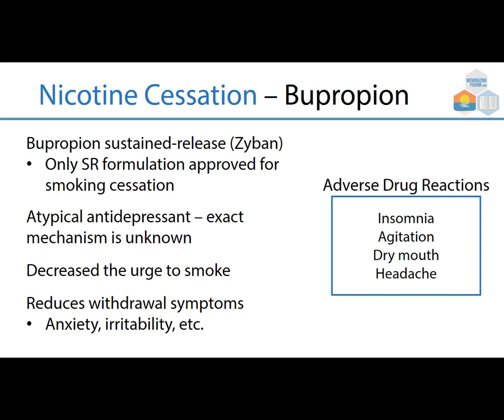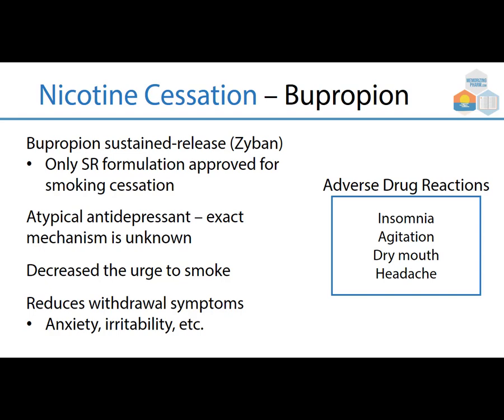Bupropion sustained release, brand Zyban, it's the only SR formulation approved for smoking cessation. It's again an atypical antidepressant. We're not exactly sure how it works, so it doesn't fit neatly into SSRI or SNRI and things like that. It decreased the urge to smoke as these patients were taking the medication, and it reduces withdrawal symptoms, so the anxiety, the irritability, all of those things that people have as they try to stop smoking. Adverse drug reactions that can come along with it, you can have some insomnia, seems counterintuitive, but some agitation as well, dry mouth, and headache.